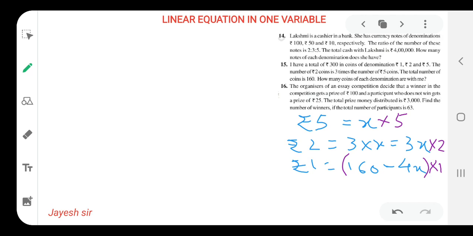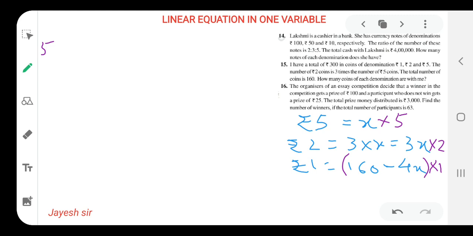Why have I done this thing, friends? Because those are 5 rupee coins, so it should be multiplied with 5. They are 2 rupee coins, that is to be multiplied with 2. And they are 1 rupee coins, that's why it is multiplied with 1. I hope you all are getting it. And the same thing we have done in our previous sum also. So now we can add and form the equation.